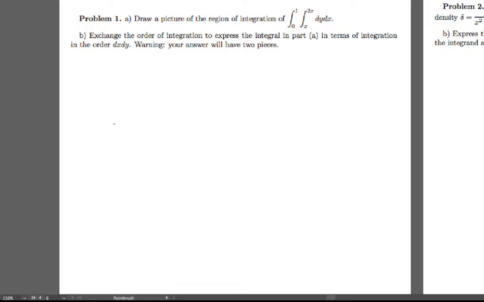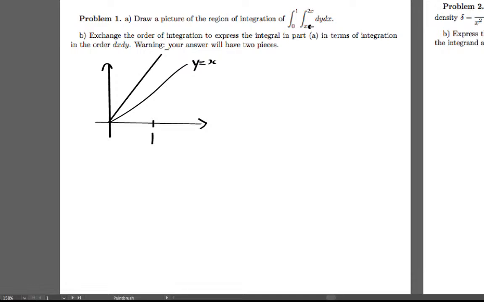You first have the x and the y axis like so, and then x is bounded from 0 to 1. Then at the bottom side, that's y equals x, so let's draw y equals x. And then we also have y equals 2x. Let's draw it like that. This thing here is going to be the region that we have.